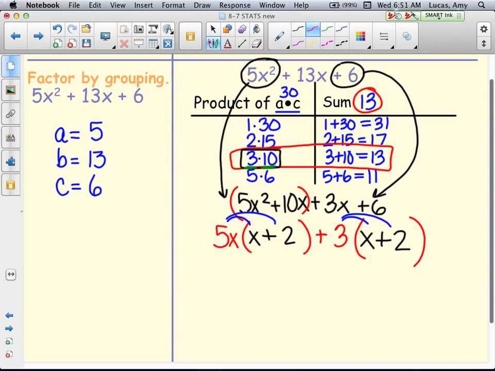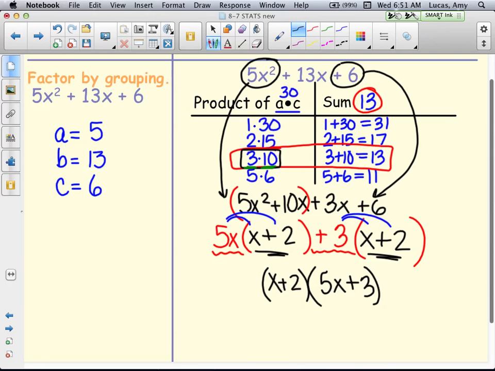So now I'm ready to write my final answer. I've got my first binomial, x plus 2, that's the one that they share. Then I'm going to move over and take what was factored out for my second binomial. So we factored out 5x plus 3. So those are the 2 binomial factors for 5x squared plus 13x plus 6.